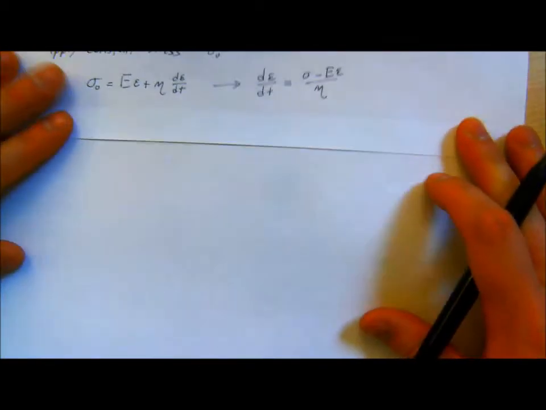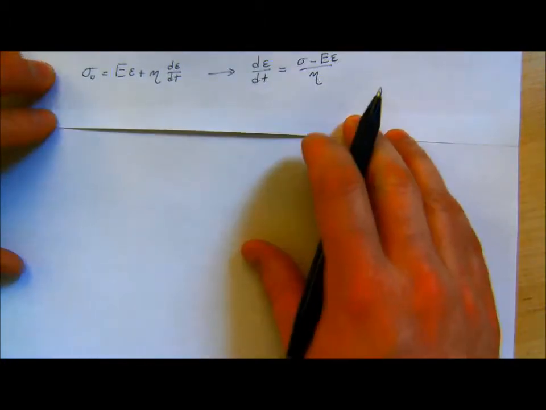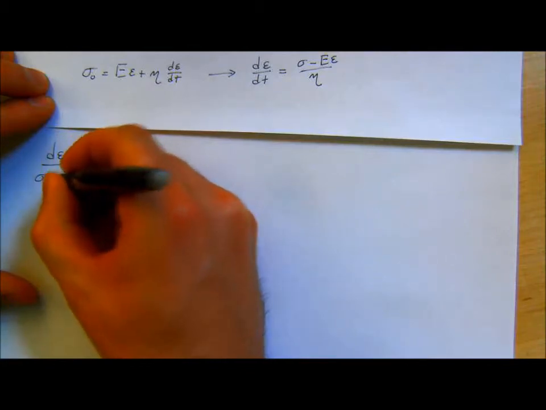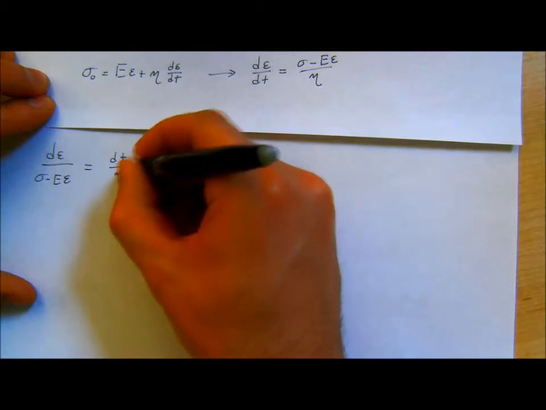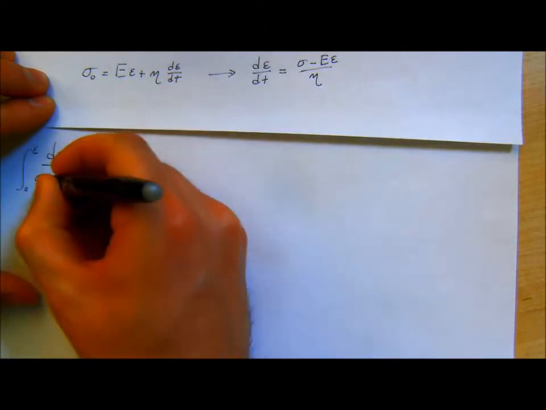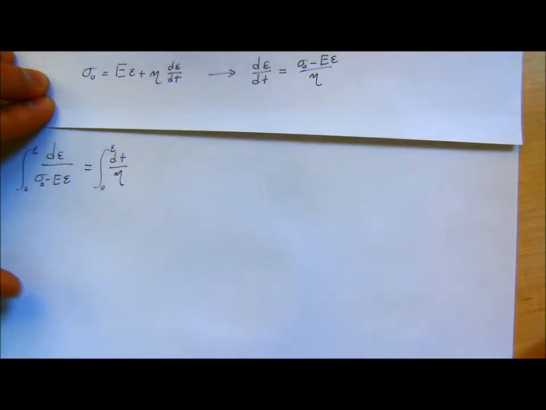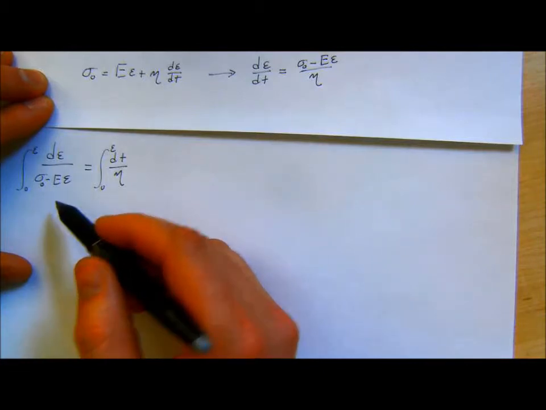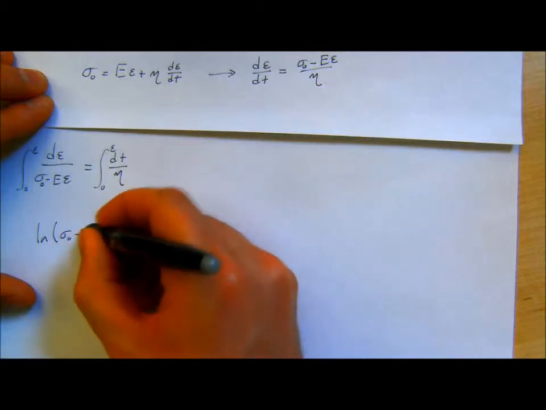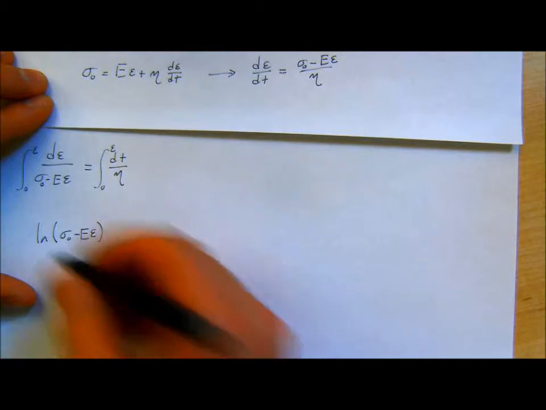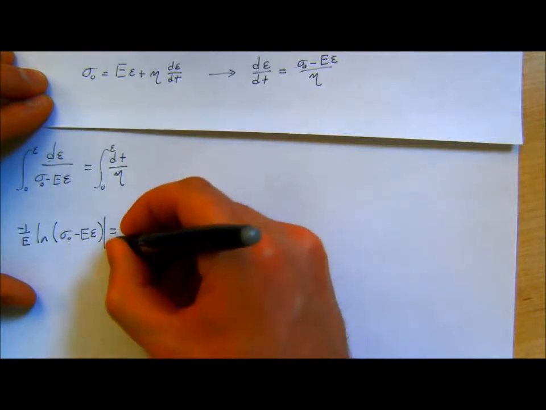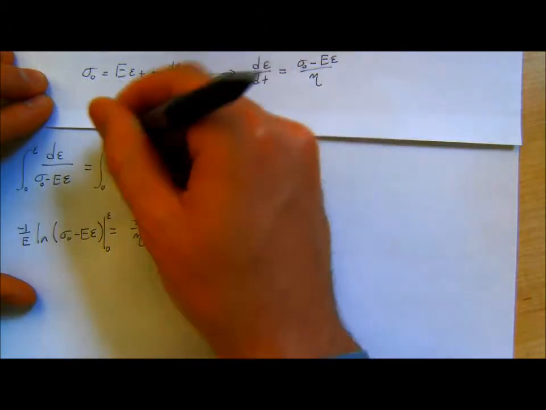That works. Okay. So now I can take this, reorganize things here, say d epsilon over sigma minus E epsilon is equal to dt over eta. This is a little bit of a weird one, so taking it from 0 to epsilon, and 0 to t. This is a slightly weird integral, but some of you may still recognize it. This is actually the natural log of sigma naught minus E epsilon, but if I took a derivative of that, the negative E would come out, so I have to divide by E. This is equal to t over eta, and this I'm going to take from 0 to t.